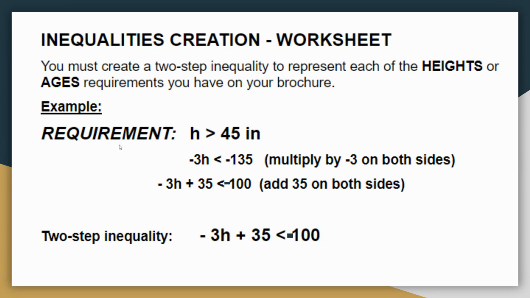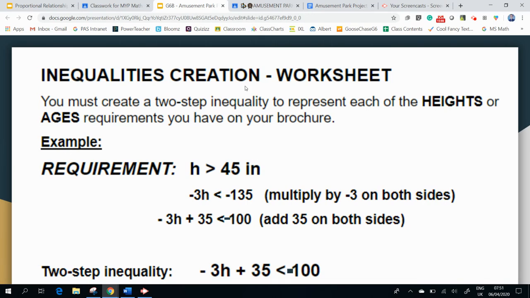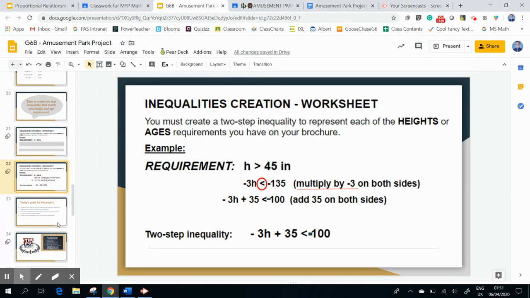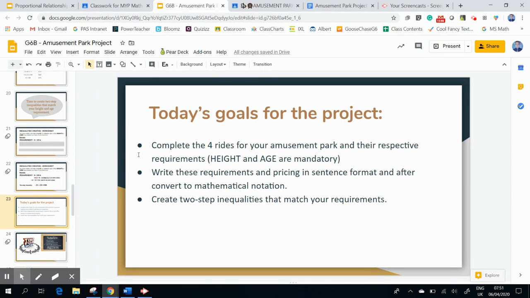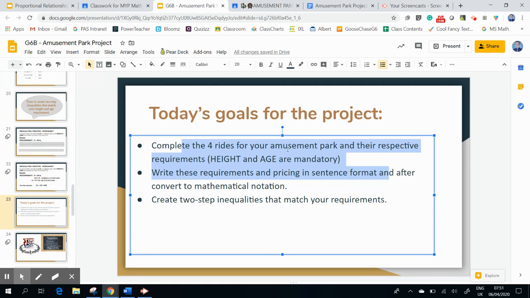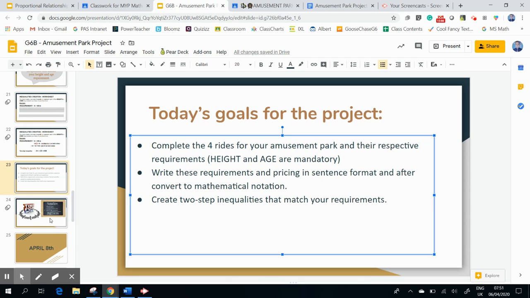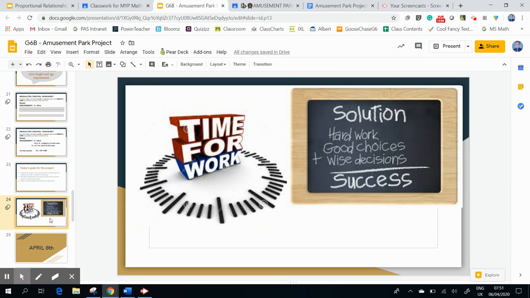Oh no, let me see. Oh, I forgot, we have to talk about our goals today, right? So your goal is, if you haven't finished, you have to complete the 4 rides for your amusement park and the respective requirements. Write these requirements in sentence format, then convert them to mathematical notation, and then create the 2-step inequalities.